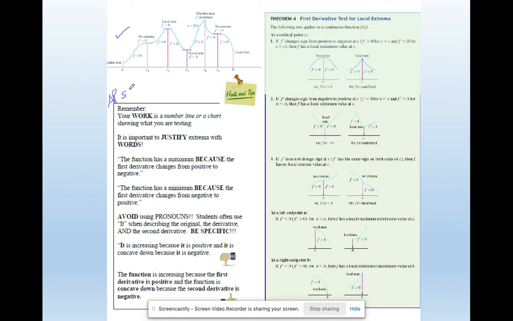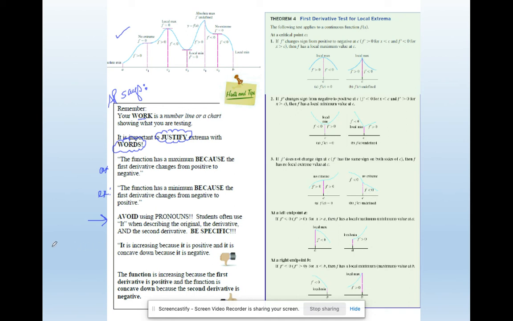AP says your work is the number line or a chart that you make when you are finding extrema. If you are asked to justify, you must use words. You do not have to use full sentences. You don't have to use commas. You don't have to capitalize, but you do have to use words. The first derivative changed from positive to negative, therefore there was a local max. Okay, so I've given you an example here. Also, avoid using pronouns. This again is from AP.